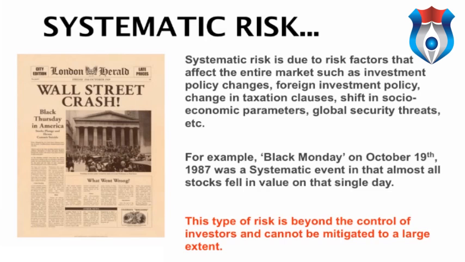We could also say that a systematic event was 9/11, right? No one had ever factored in the fact that two planes would fly into the World Trade Center, into the Pentagon, would crash in Pennsylvania. No one ever knew that. That's a risk that is unavoidable, and it affects the entire market. So this type of risk, the systematic risk, is beyond the control of investors. Me or you or anybody, we can't control this, and it cannot be mitigated.